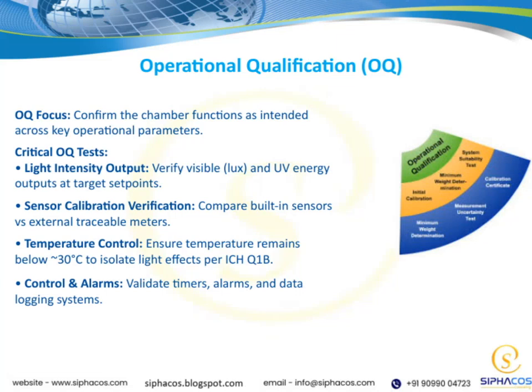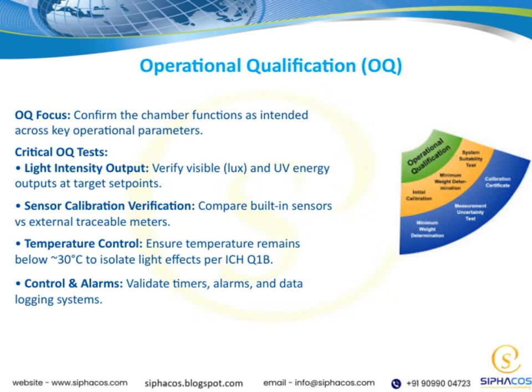Now, let's talk about operational qualification, or OQ. The main goal here is to confirm that the chamber functions as it should across all the key operational parameters. Essentially, we want to make sure everything is working correctly before moving forward. One of the critical tests during OQ is checking the light intensity output. We verify both visible light, measured in lux, and UV energy outputs, making sure they meet our target set points. This ensures the chamber provides the correct lighting conditions for our processes.